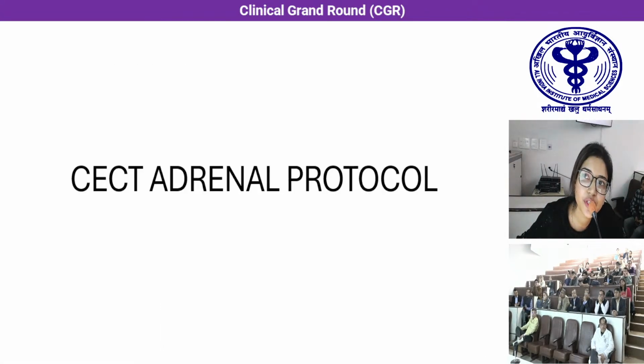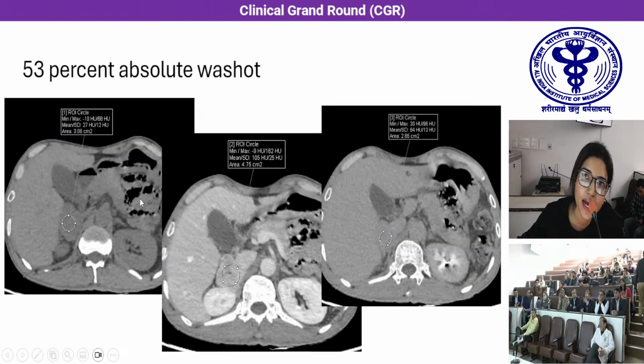So for adrenal, to look for pheochromocytoma, CT adrenal protocol is done. What we do in our adrenal protocol is we take one non-contrast image, then venous phase images at 60 to 70 seconds, and then delayed phase images at 15 minutes. So I'm going to calculate the HU value at these sections.